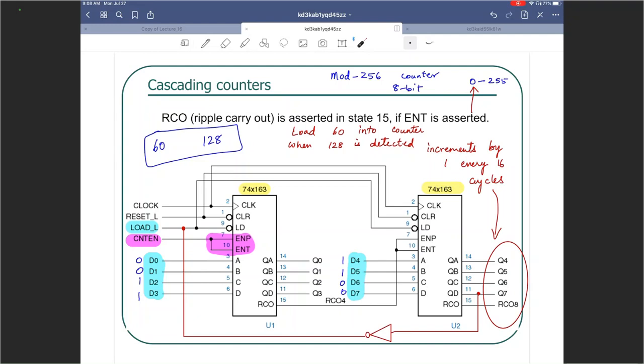right? But the only problem will be to start things off, right? So to start things off, you may use load manually to load 60 into the counter, or you can use reset to start at 0, then it'll go all the way to 128, but in the second round it'll come back to 60, and then it'll fall into that loop of 60 to 128. Questions about this?